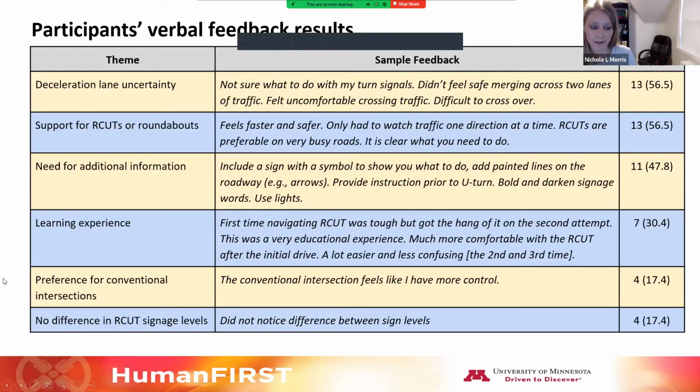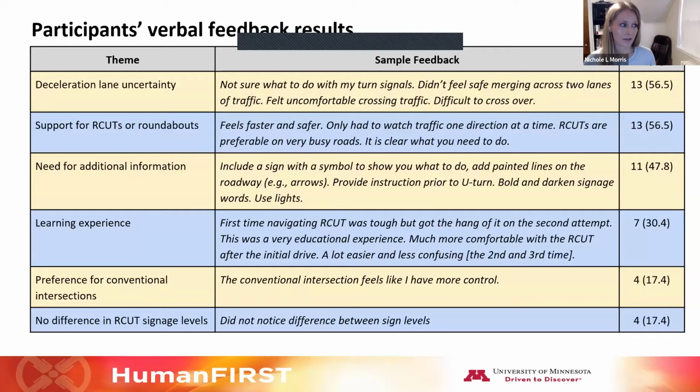And just a little bit on the feedback from what we heard from drivers, which is that deceleration lane uncertainty. So this really mirrored what we were seeing in those non-critical errors, that they really weren't sure what they were supposed to be doing. It felt wrong for them to move themselves all the way across and get into that deceleration lane. But if they didn't do that, they felt like they weren't doing quite the same thing.